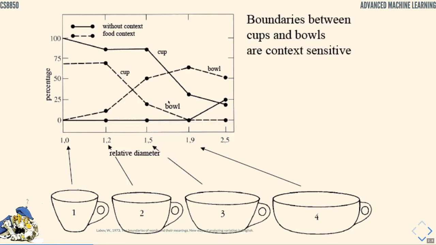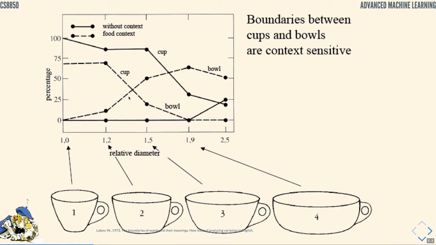But let's add context. Let's add context whether there is food in it or not. And then suddenly, depending on the context, this intersection line shifts dramatically. So boundaries between the semantic meaning of the same objects for cups and balls shifted. They are context sensitive.